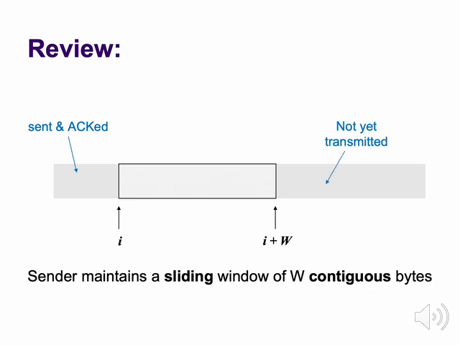On the other hand, the bytes above I plus W, on the right-hand side of the window, are bytes that the sender has never yet transmitted, and it's not allowed to transmit them either, given the rules of the sliding window protocol. The sender is only allowed to transmit the range of bytes between I and I plus W. Whether they've been ACKed or not, we don't know at this point.